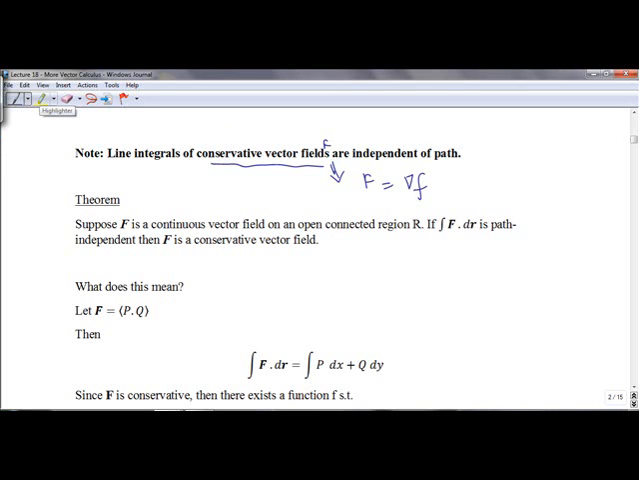Let's go on. Bunch of theorems. Suppose F is a continuous vector field on an open connected region R. What do we mean, by the way? You will see this quite often. What is a connected region? Let me show you what connected means. I think the best way is to illustrate it. So if this is R, this is connected. But if R is made up of two regions like that, that's not connected.